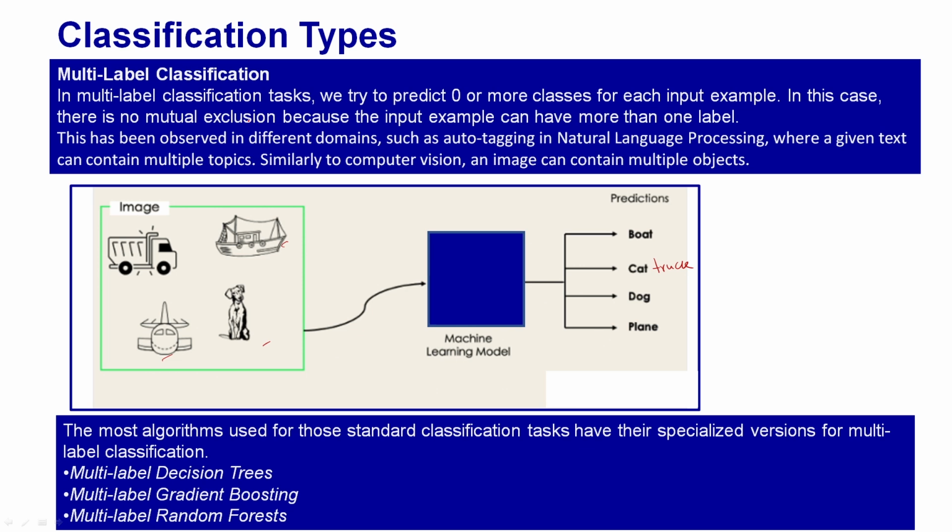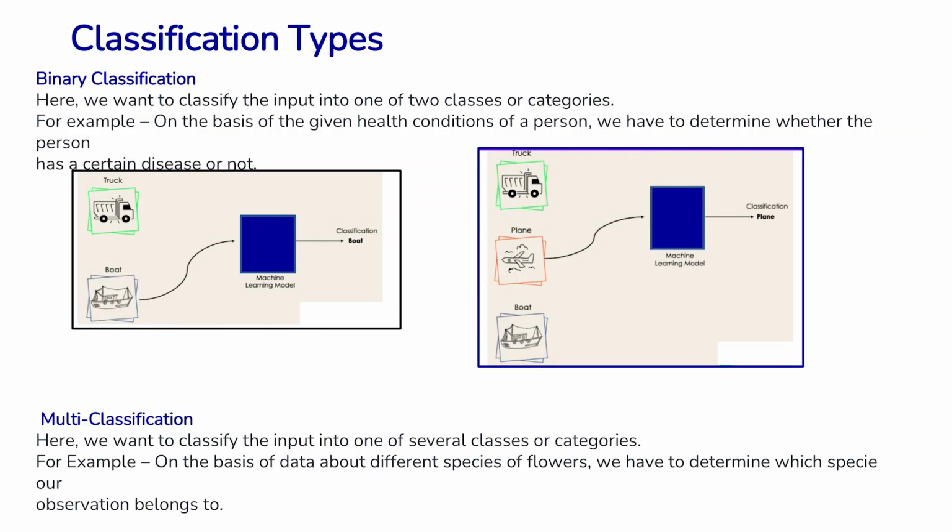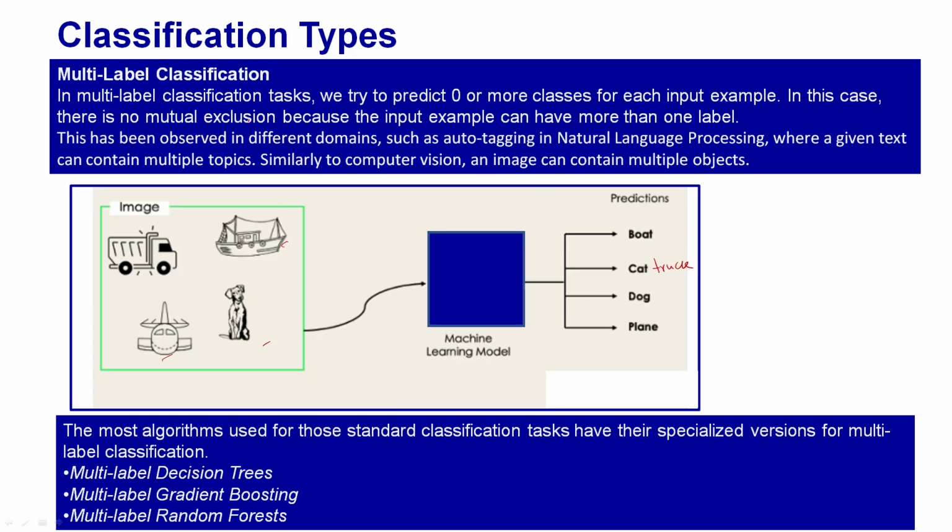The difference between multi-class and multi-level: multi-class means you have several classes or categories, like here we have truck, plane or boat, that is very simple. But multi-level categories means we try to predict 1 or 0 or more classes for each input example, and there is no mutual exclusion because the input examples can have more than one level. Remember, it is not more than one class, it is more than one level, and that is why this is different from multi-class, and this has been observed in different domains.